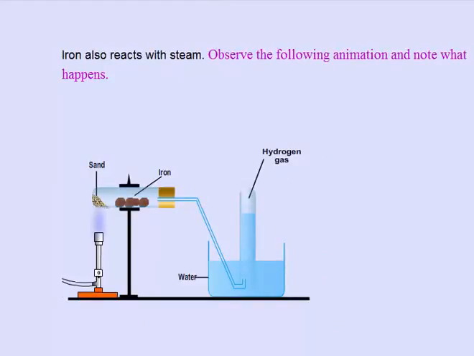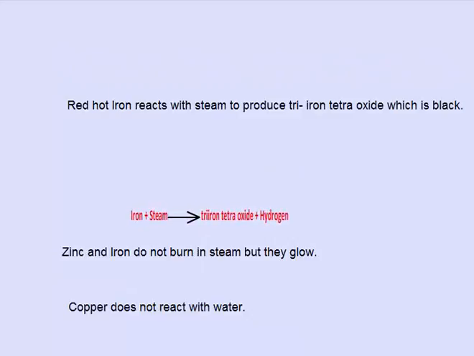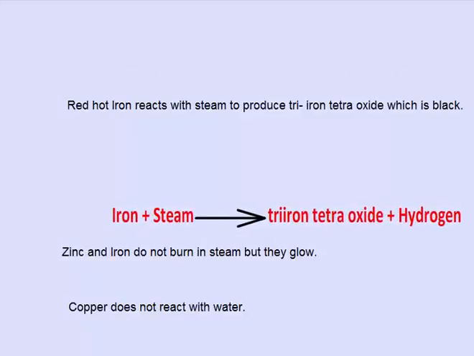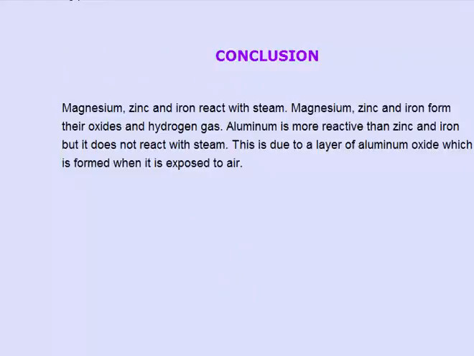Iron also reacts with steam. Observe the following animation and note what happens. Red-hot iron reacts with steam to produce triiron tetraoxide, which is black. Magnesium, zinc, and iron form their oxides and hydrogen gas.